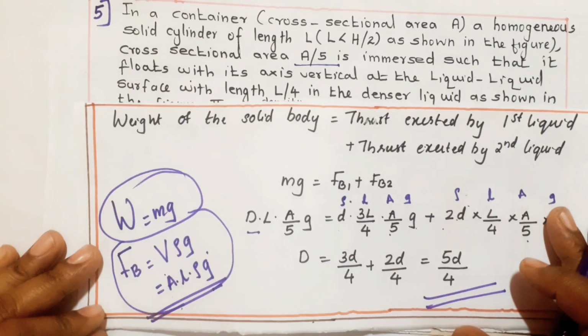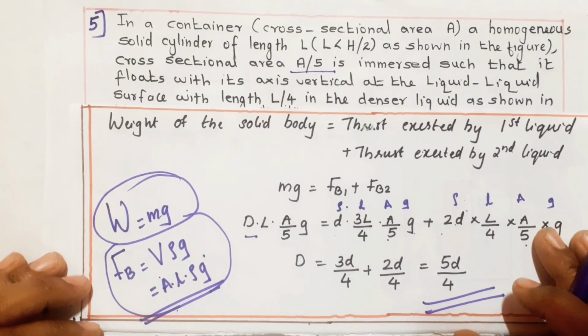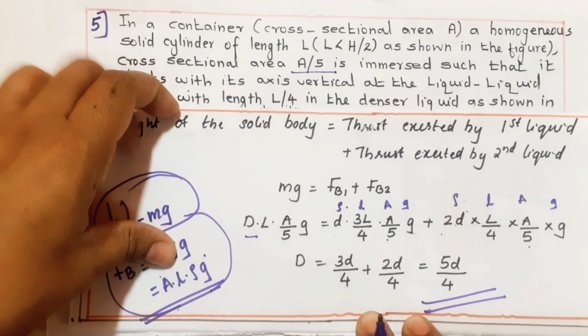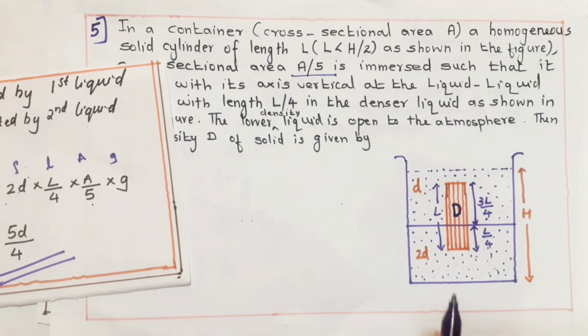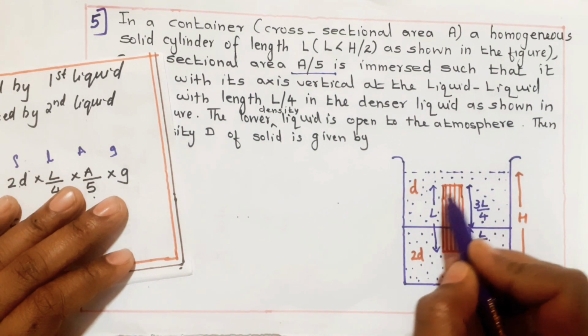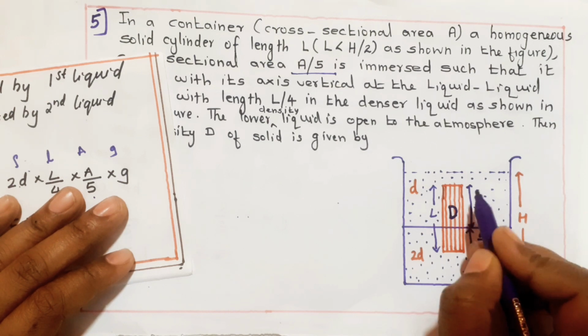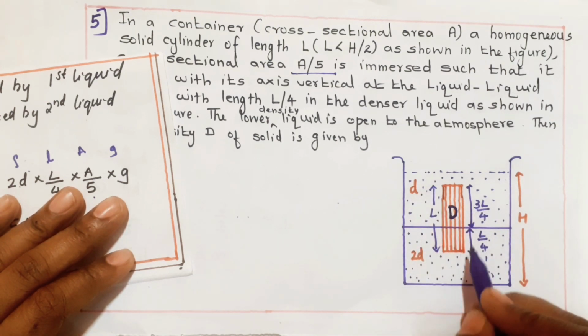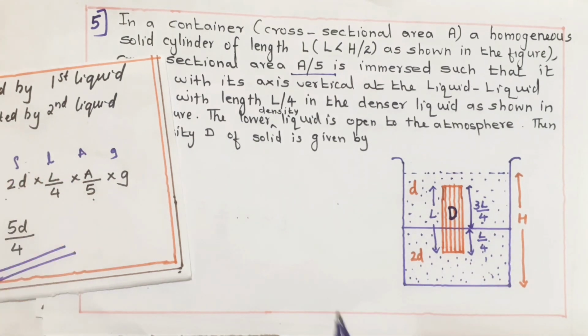So upthrust is nothing but, you can write here the equation V rho G. V we can write as A into L into rho into G. Now you see the diagram. Your first body, if you take the body in the first liquid, 3L by 4 is immersed and it is in a density D. Second one, L by 4 and density is 2D.